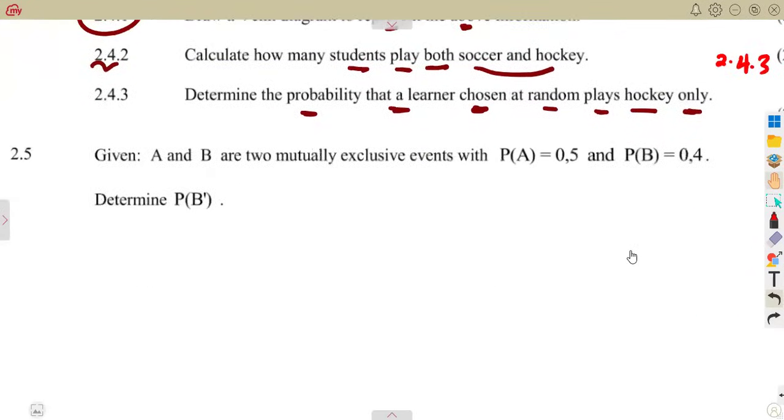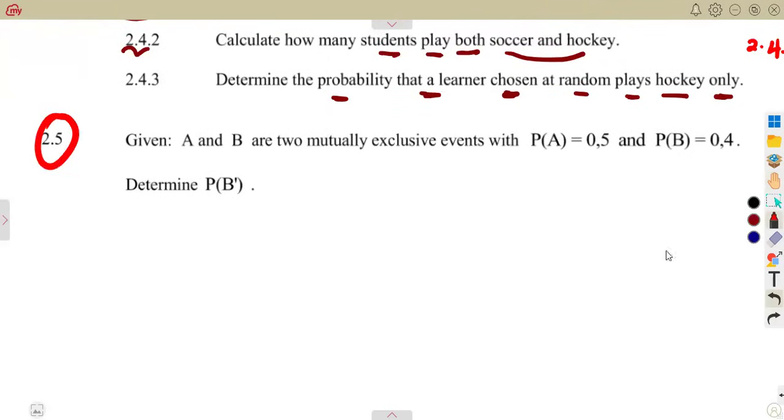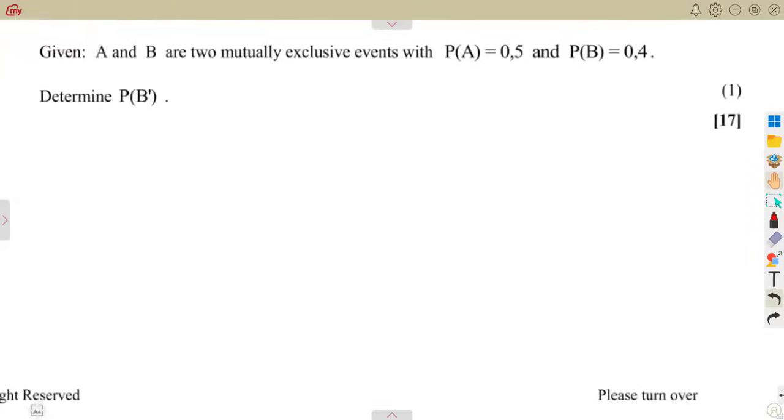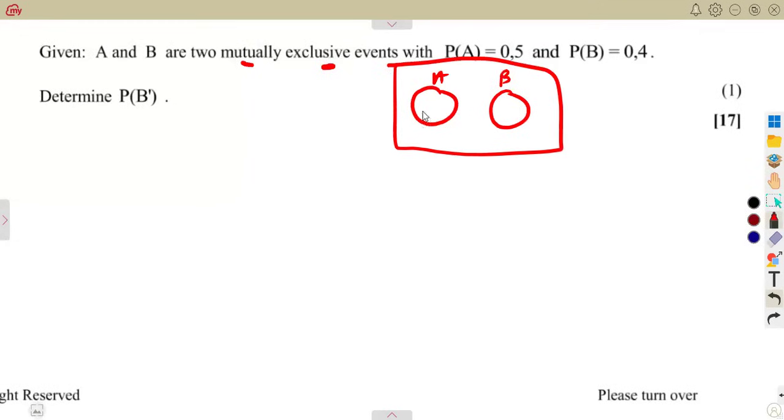All right. Given on 2.5, that's a statement to be taken. Given that A and B are mutually exclusive events, which we talked about previously, on mutually exclusive events we are just considering two sets A and B that cannot be joined. So it means there is no intersection of A and B. So the question is to determine the probability of B complement, given that the probability of B is 0.4.